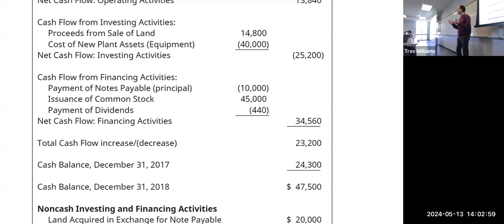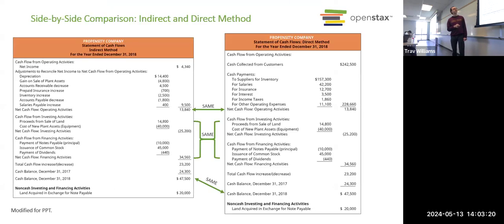If the operating section has an indirect and a direct method, the investing and financing sections each have only one method. So you would just do those the same, regardless of whether you're doing indirect or direct for the operating section. Financing and investing will be the same. In fact, that's what we see here.